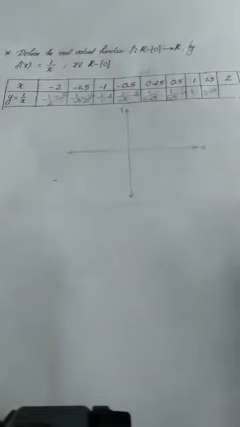So next, x is 0.5. Then the image of 0.5 is equal to 1 by x, that is 1 by 0.5. It's equal to 2. Image of 1 is 1 by 1, that is 1. Image of 1.5, that is 1 by 1.5, is 0.66. Image of 2, 1 by 2, that is 0.5.